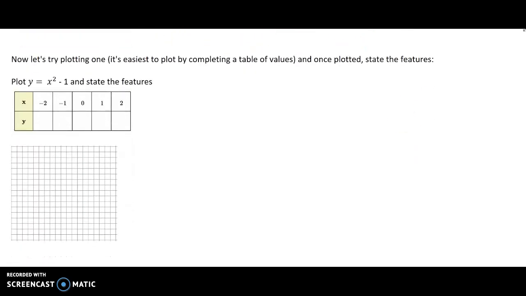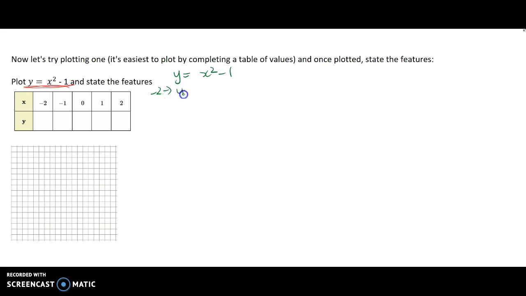Now, let's try plotting one. So now we have an equation. We've got an equation as y equals x squared minus 1. Let's try to plot it. And once we plot it, then let's identify our features of the turning point, the axis of symmetry, and things like that. Okay, so to plot, all we need to do is just substitute in the equation.